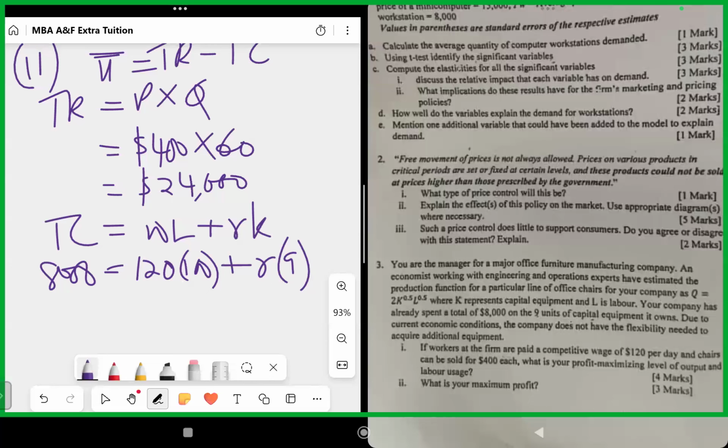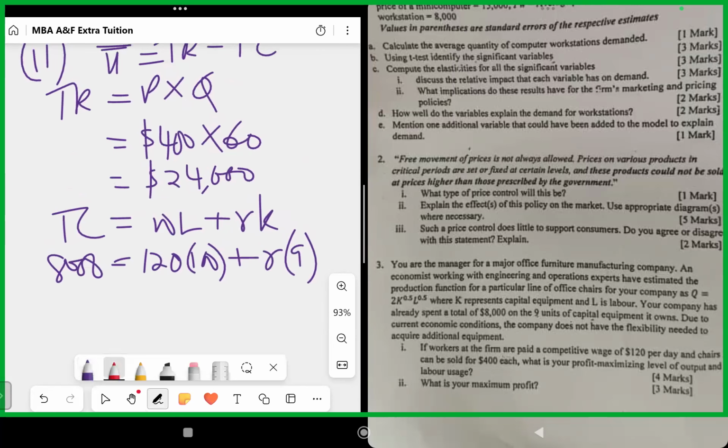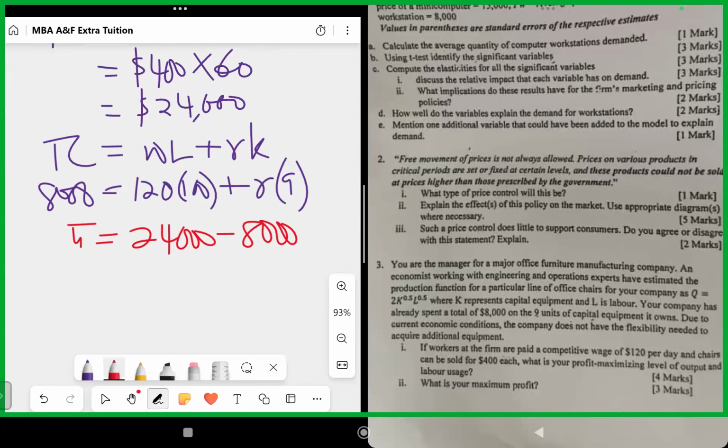Okay. So here, simply put, if you are solving for the profits, we can straight away say that the profits equal the revenue of 24,000 minus the total cost of 8,000, because the person has already given it to us. So straight away, we could just say that the profit is 16,000. That should be the maximum profit.